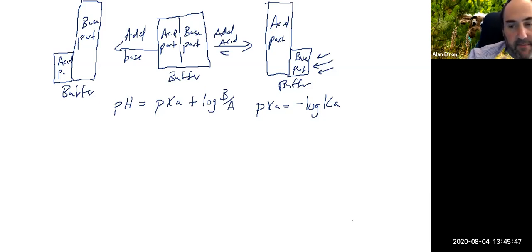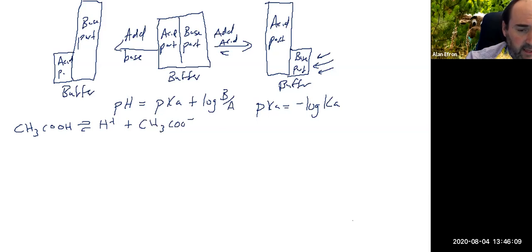And if it is just the buffer by itself, you haven't added anything to it, you could just directly go into that equation, obviously, and calculate it. You could also do an ice table like we talked about. So for example, if you had the acetic acid buffer, you could still, if you prefer, do an ice table, and it would just be the dissociation of your weak acid. You could use your Ka value in this ice table.